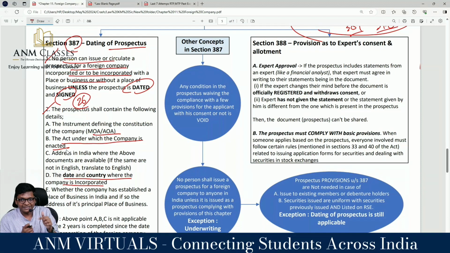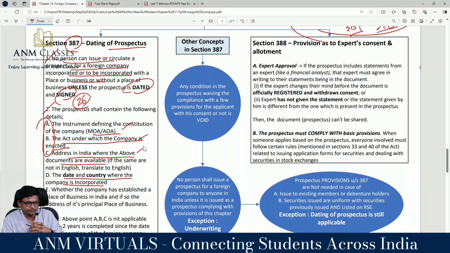Indian company means Companies Act 2013. You are from some other country. Under which act are you enacted? Which country are you coming from? Those kinds of specific data. Address in India where the documents are available. Are you following, guys? Clear? So what are the first 3 points? MOA, AOA, act in which the company is enacted, address in India.